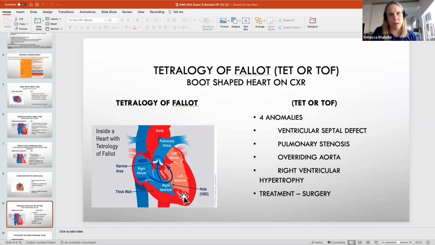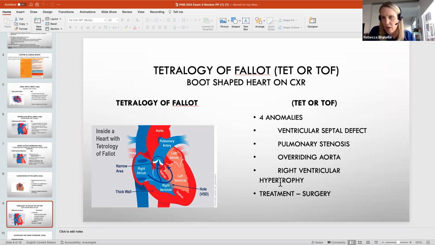And then it has the right hypertrophy. The reason it has right ventricular hypertrophy is because, kind of like the coarctation of the aorta causes the left ventricle to pump hard, this narrowing of the pulmonary valve, this pulmonary stenosis, causes the right ventricle to pump hard, and that causes the hypertrophy. So there's always four things associated with the tetralogy of Fallot, and it always requires surgery.